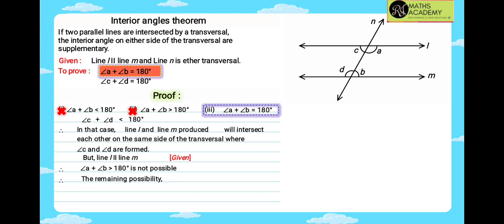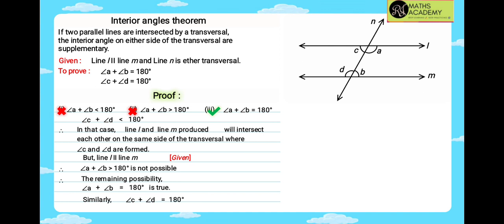Similarly, we can prove, right? We have proved that these two pairs of interior angles are supplementary angles. So angle A plus B equals 180 is true. Similarly, angle C plus D is 180 degree. Is that clear? It's a very simple concept.